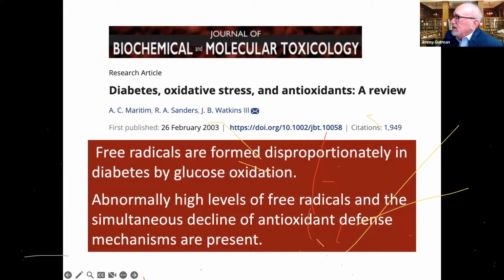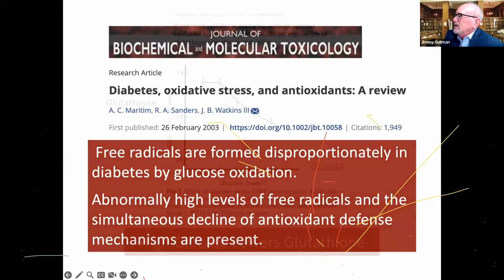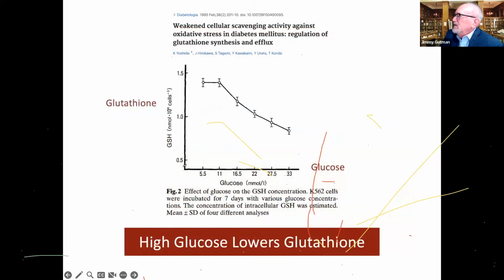This is a result of a direct oxidation of glucose. Glucose itself is oxidized and is the source of a chain of free radical damage that lowers glutathione. And here we see as serum glucose goes up, as blood sugar goes up, glutathione levels plummet. This is a result of burning up glutathione to quench the free radicals formed by the sugar.